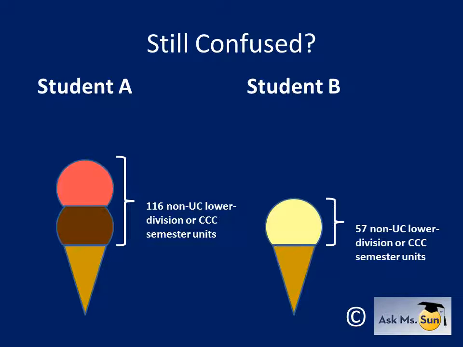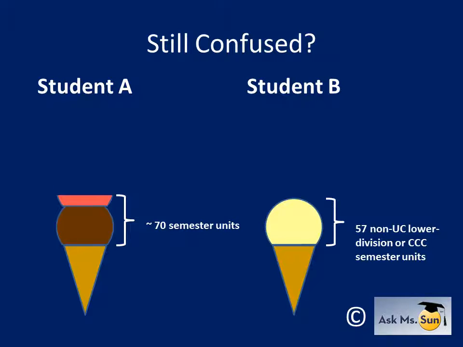Let's say student A spent a year at a four-year college taking lower division courses, then moved to a community college to finish the transfer requirements, racking up 116 units in the process. Student B spent a year at a four-year college taking lower division courses and attended a community college during the summer to finish up the transfer requirements, racking up 57 units in the process. Keep in mind that the policy does not count AP, IB, or A-level exam credits toward the limit. As I mentioned earlier, you can only apply up to 70 semester units toward the UC graduation unit requirement. For student A, think of this as only counting 70 calories even if you consume 116 calories. Too bad this math doesn't actually work for eating ice cream.